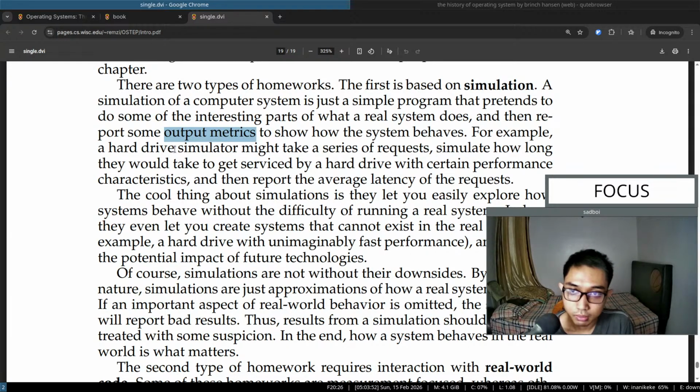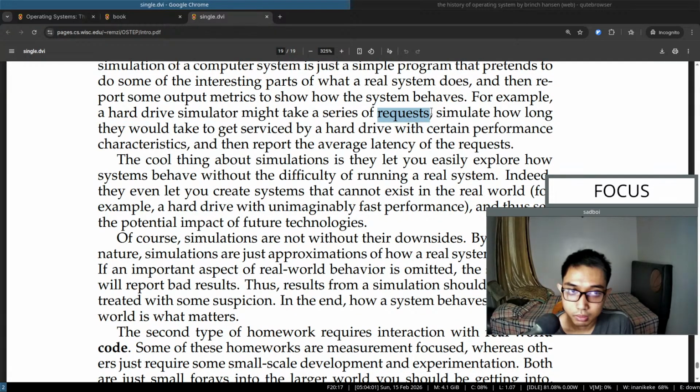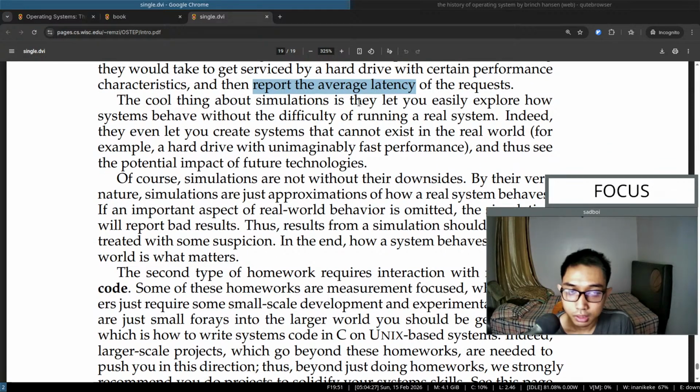For example, a hard drive simulator might take a series of requests, simulate how long they would take to get service by a hard drive with certain performance characteristics, and then report the average latency of the request. The cool thing about simulations is they let you easily explore how systems behave without the difficulty of running a real system.